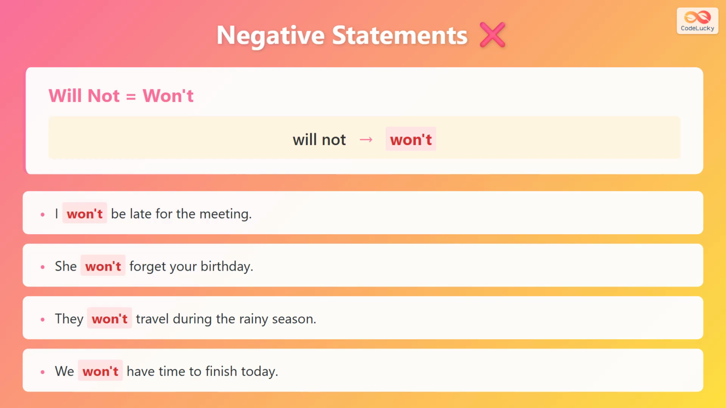For negative statements, will not becomes won't. This is the only negative contraction with will, and it is very different from the pattern. Remember, it is not willn't. Will not transforms into won't completely. For example, I won't be late for the meeting. She won't forget your birthday. They won't travel during the rainy season. We won't have time to finish today. Use won't whenever you need to express a negative future action.